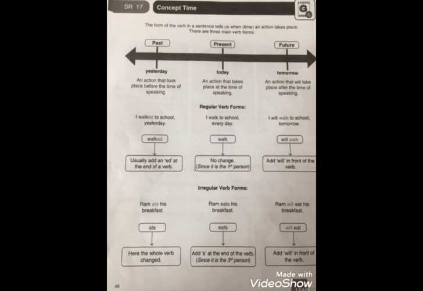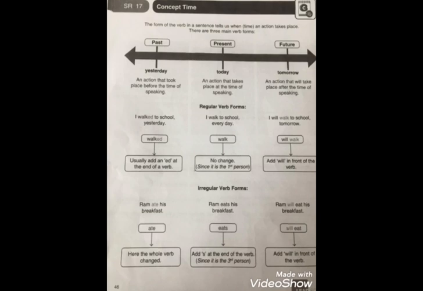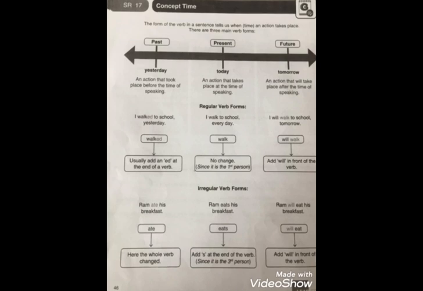Regular verb forms, irregular verb forms. See, walk is a verb. In what way has it been given to you? The first example, for past: I walked to school yesterday. So the main verb walk, we usually add ed at the end of the verb. Walk, ed, walked. Irregular: ate. Ram ate his breakfast. Here the whole verb changed.